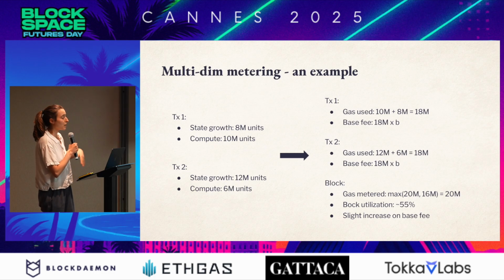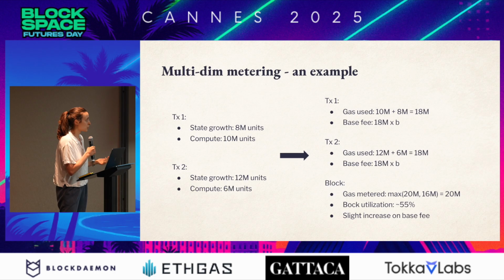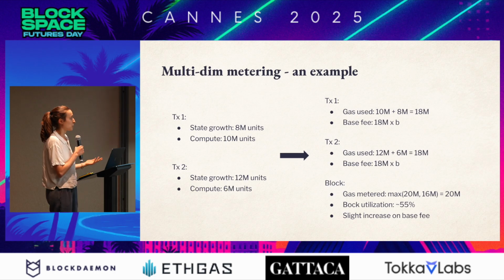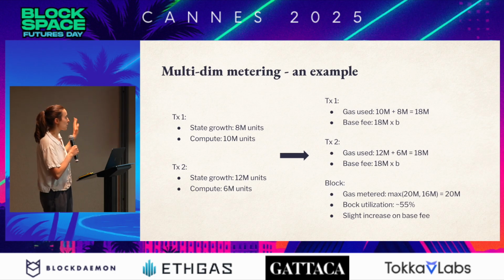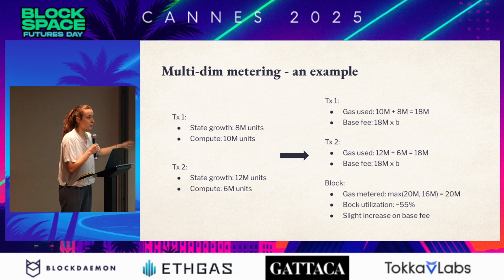So at transaction level, again, everything remains the same. The gas used for transaction 1 is 18 million. For transaction 2 it is also 18 million, because we are summing over the resources. The base fee is the same. We are just multiplying that sum with the base fee for that block. So fees remain the same.